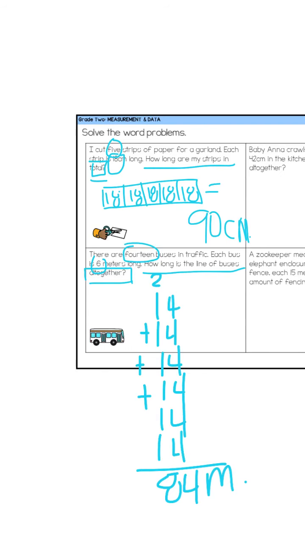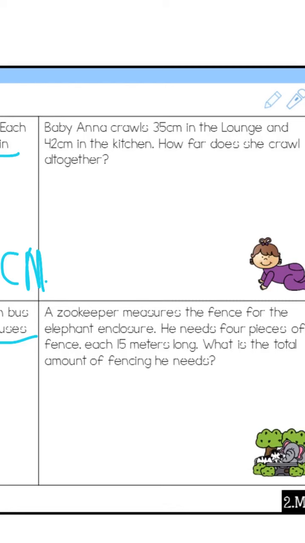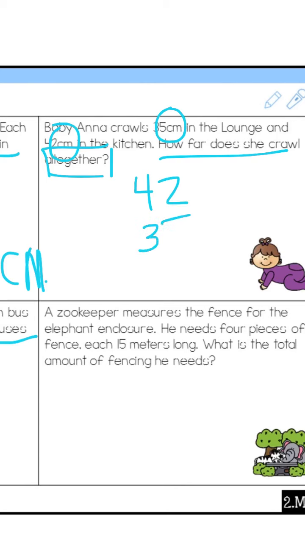Okay, the next one says baby Anna crawls 35 centimeters in the lounge and 42 centimeters in the kitchen. How far does she crawl all together? So I've circled my numbers, I've underlined my question, I'm going to box in all together, and that means to add these 2 numbers. So always start with your biggest number, stack and add. So start with your ones place. 2 plus 5 is 7.